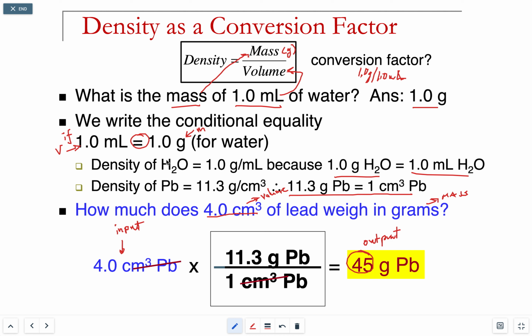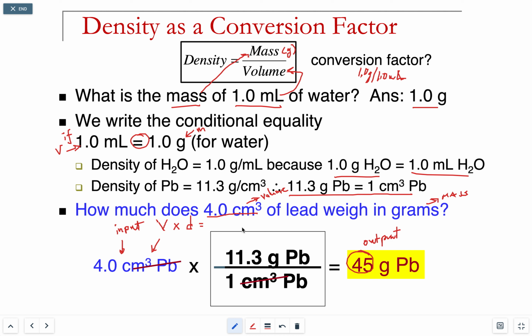All right, so that's another example of how you can use even a conditional equality. Even though it's not a true equality, you can generate conversion factors that allow you to go from one thing to another. Now, there's another way to solve this problem. You note that this is volume. So I'm going to write a symbol for volume as the letter V, multiplied by, well, what is this conversion factor? Well, it's the density. I'm going to use a small script d to denote density.